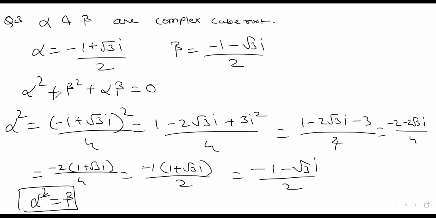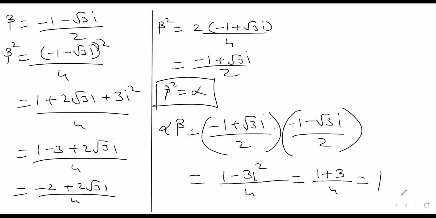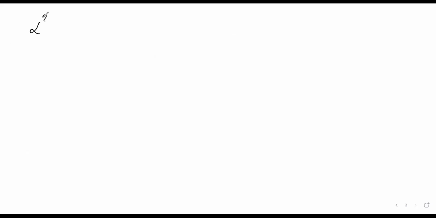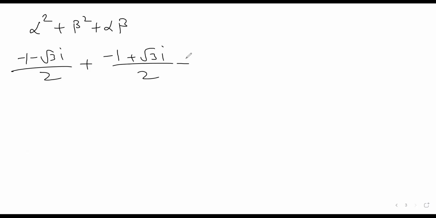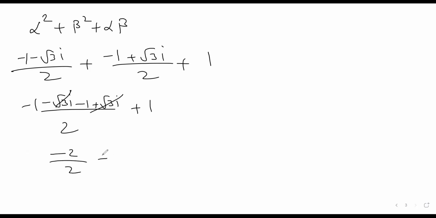Now we'll put all the values here. Alpha square plus beta square plus alpha beta. Alpha square can be written as minus 1 minus root 3i upon 2, plus beta square is minus 1 plus root 3i upon 2, plus alpha beta is 1. So it is minus 1 minus root 3i minus 1 plus root 3i upon 2, plus 1. This and this is cancelled. Minus 2 upon 2 plus 1. This is minus 1 plus 1. Answer is 0. It is proved.